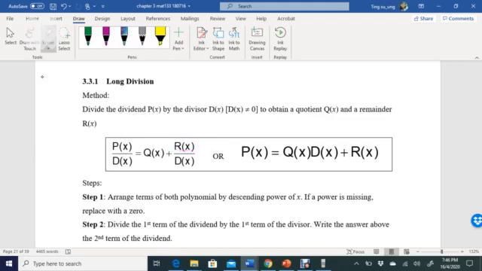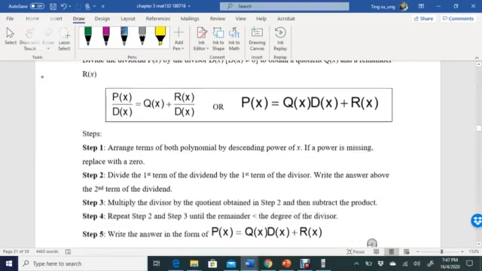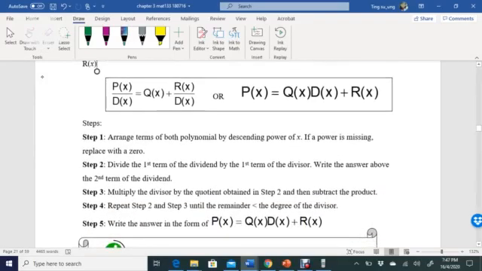Okay, so what is your first step? Your first step is to arrange the terms of both polynomials by descending power of x. If a power is missing, you will replace it with 0. This is very important. If a power is missing, you will need to replace it with a 0.